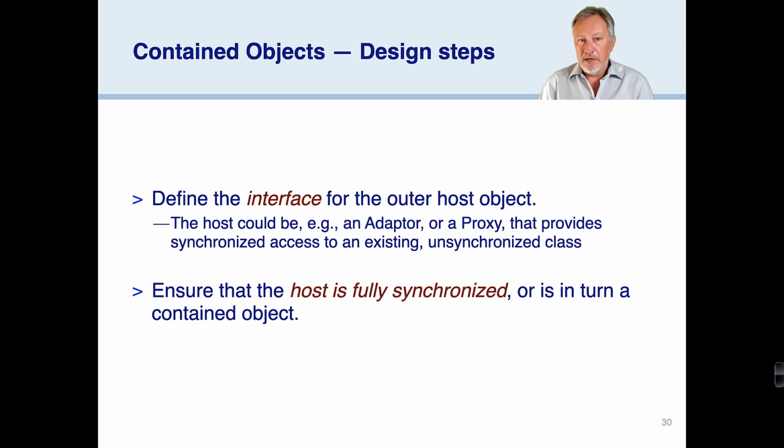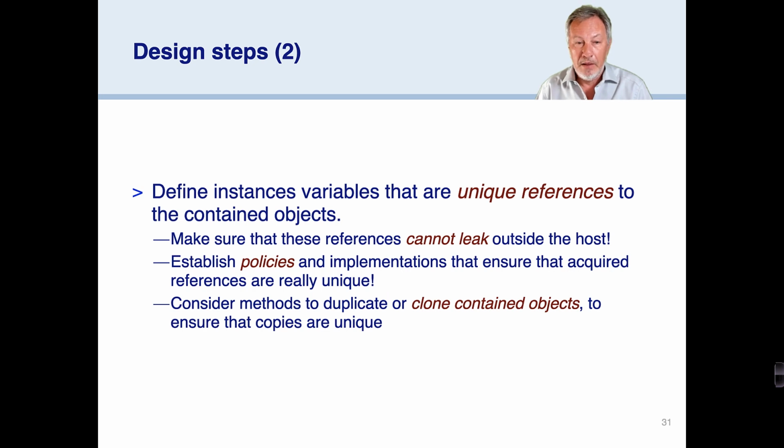You now need to design an interface for the outer host object. That host object could be an adapter or a proxy. You want to make sure that the host is fully synchronized or is in turn a contained object. You could have a hierarchy of objects containing each other. Then you want the instance variables to be unique references to the contained object. This is the tricky part. You want to make sure that these references cannot leak outside.